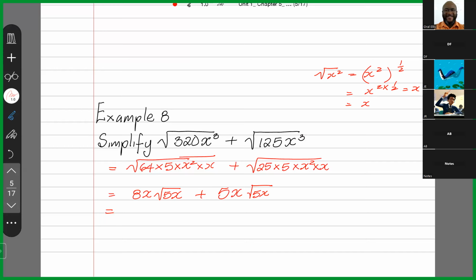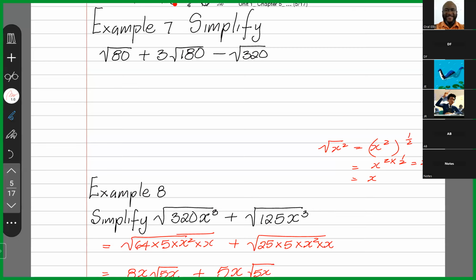So, these two terms are like terms. And remember, in algebra, we can add and subtract like terms. So 8x root 5x plus 5x root 5x is actually 13x root 5x. All right, so I want you guys to go back and do example 7.